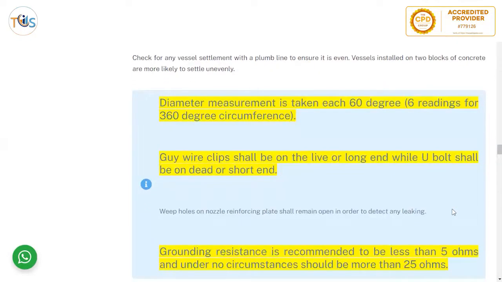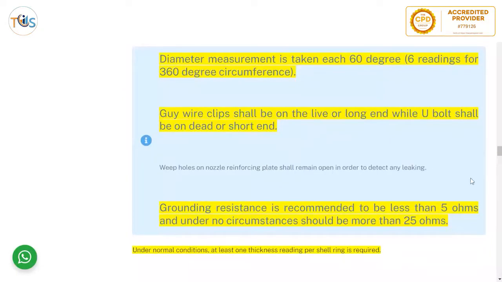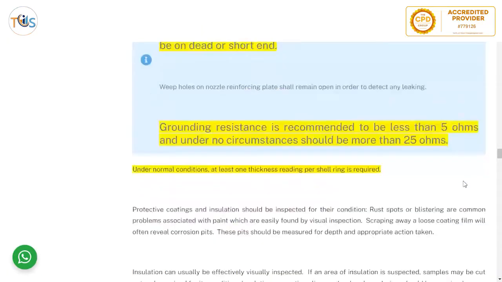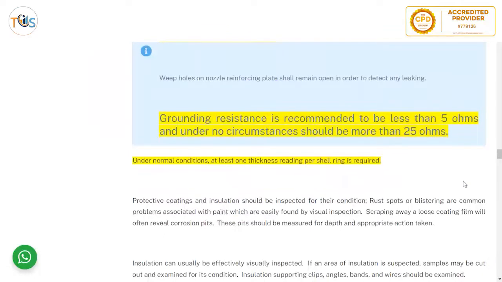Diameter measurements are taken each 60 degrees, 6 readings for 360 degrees, and guide wire clips shall be on the live or long end, while U-bolt shall be on the dead or short end. So this can be a potential exam question. Guide wire always on live or long end, and U-bolt on the dead end or short end. Weep holes on nozzle reinforcing plate shall remain open in order to detect any leaking. Grounding resistance, preferably 5 ohms, but under no circumstances more than 25 ohms.